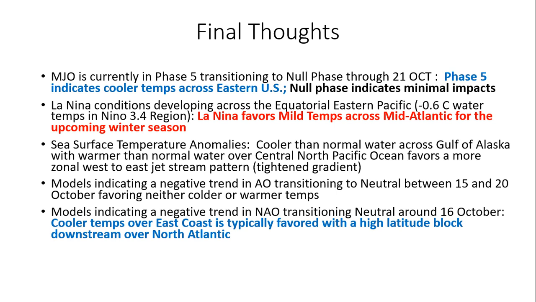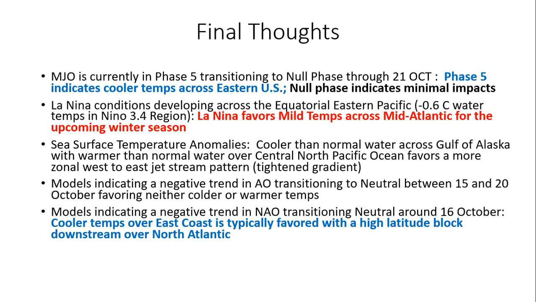Now, the La Nina conditions continue developing across the equatorial eastern Pacific. Again, we're sitting at 0.6 degrees Celsius below normal water temperatures in that Nino 3.4 region. La Nina generally favors milder temperatures across the eastern U.S., the mid-Atlantic in general, specifically for the upcoming winter season. Sea surface temperature anomalies, I showed that graphic. We generally have cooler than normal water across the Gulf of Alaska.